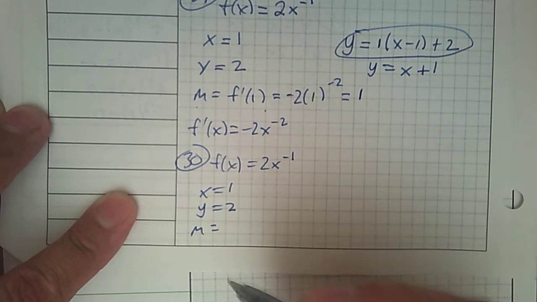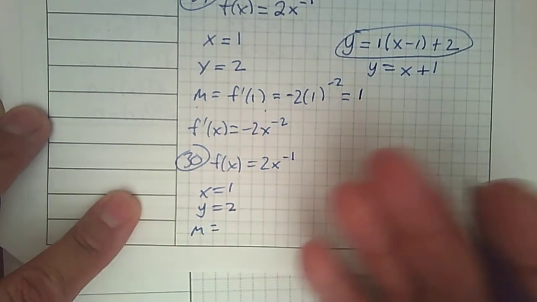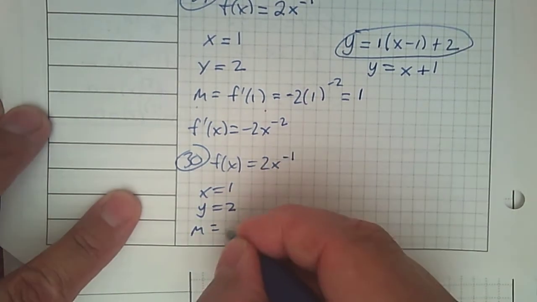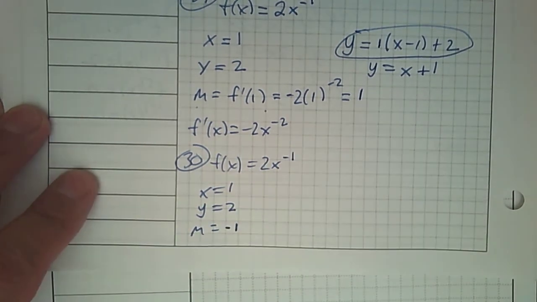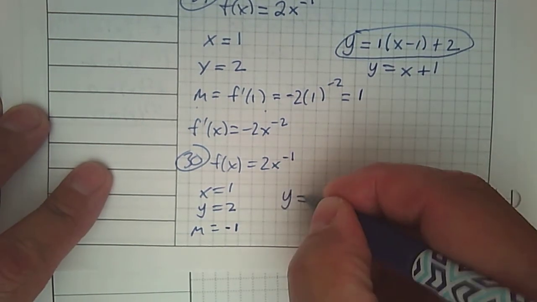Normal means perpendicular. And for perpendicular, you have to do 2 things. You have to do the reciprocal. Well, the reciprocal of 1 is 1. And you have to do the opposite of that. So it's called the opposite reciprocal for perpendicular slope. So the reciprocal is 1, but it has to be negative 1, that opposite one. So for number 30, then put that together and you get y equals negative 1.